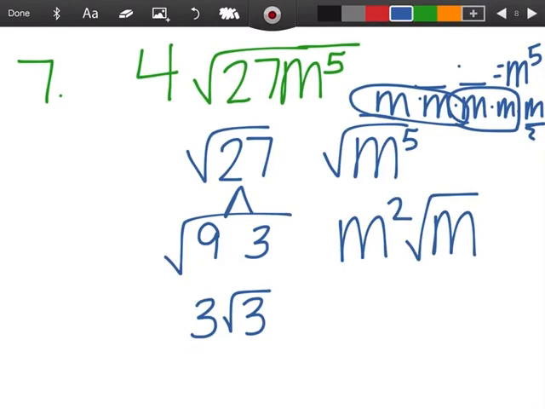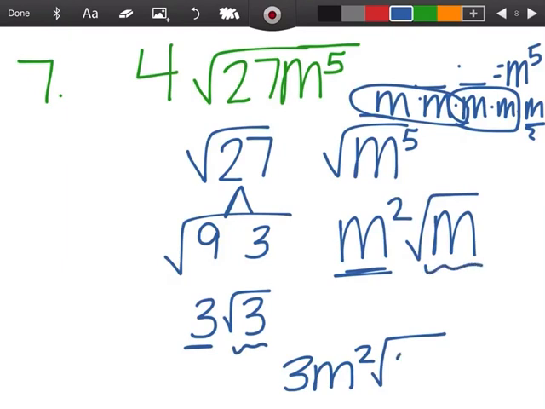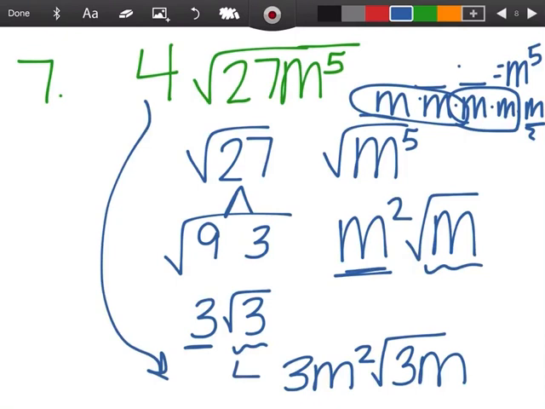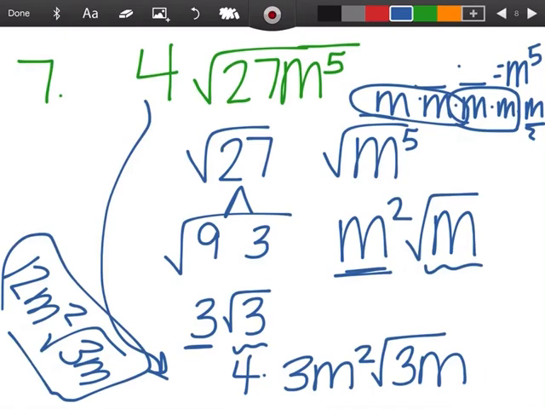So how many groups of 2? And then there's a leftover underneath. So when I look at what's in front of the radical, what got pulled out is 3m squared. What's left underneath the radical is a 3 and an m. And then what I don't want to lose is the fact that I am multiplying this by 4. So my final answer is 12m squared root 3m.